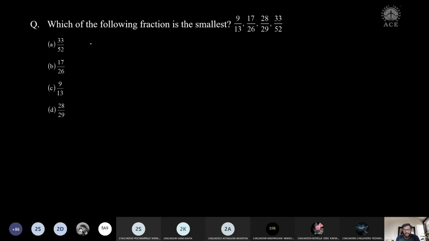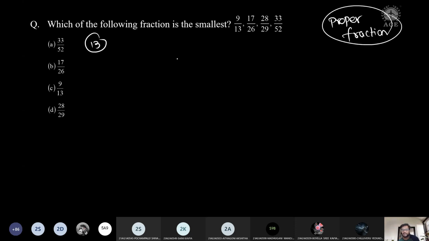All are proper fractions. Numerator less than denominator, or less than 1. The value is less than 1. All are proper fractions. Now work on this one, my dear friends. 9 divided by 13, 17 divided by 26, 28 divided by 29, 33 divided by 52, which is the smallest? 28 divided by 29 is largest actually. Now 9 divided by 13, 17 divided by 26, 33 divided by 52.